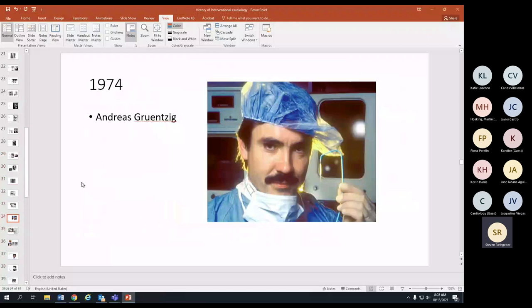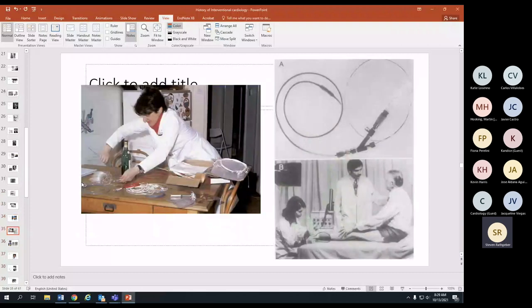So it was in the 1970s that Andreas Grunzig took on the next challenge, and he was intrigued by Dotter's catheters. He's seen here with a prototype of his own invention, a balloon tip catheter that he created in his kitchen with the help of his assistant, Maria Schlump. And the prototypes were constructed in his home using polyvinyl chloride for the balloon.